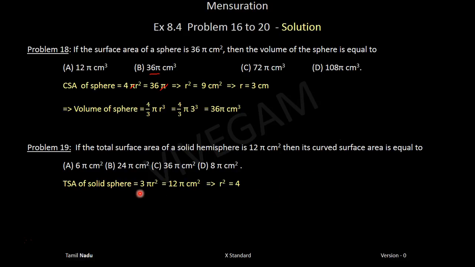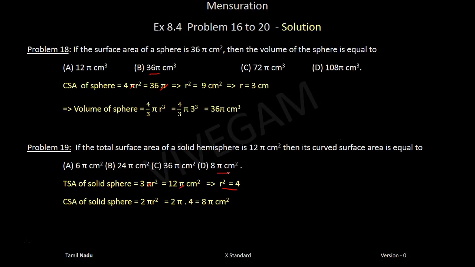The total surface area is 3 pi r square. So that is 12 pi centimeter square. So what will you do? This pi and pi will cancel. Okay. So 3r square will be 12, or r square will be 12 by 3, that is 4. Now the curved surface area is 2 pi r square. So that r square you can straight away substitute. That is why I am not finding r and then recalculating r square. I am using the r square directly here. So that will be 2 pi into r square. R square is 4, so 4 twos are 8. So you will get 8 pi centimeter square. So that is option D.